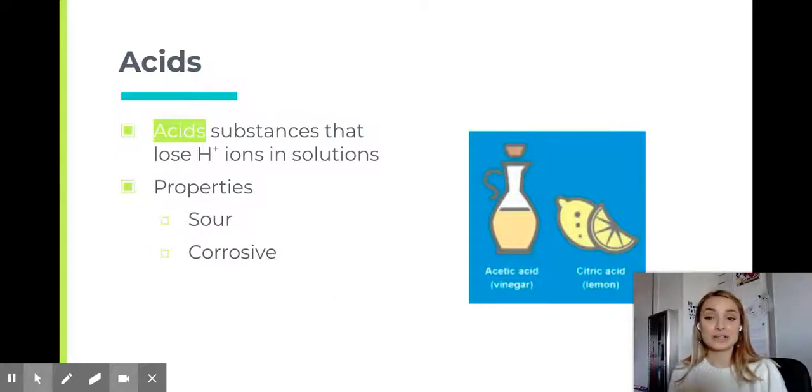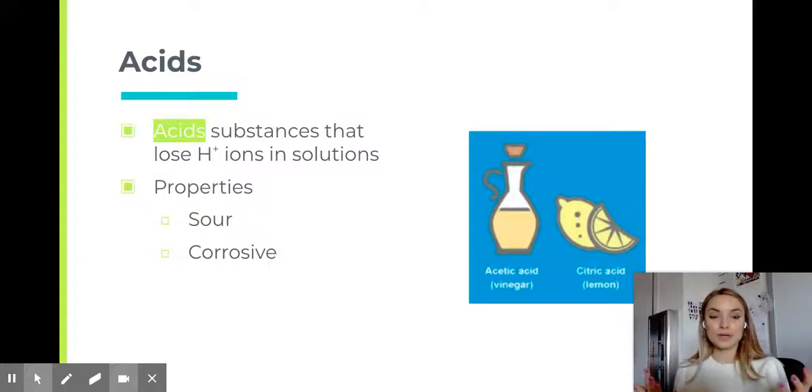So acids are substances that have hydrogen in their chemical formulas, and those hydrogens kind of pop off and are ionized. That electron stays behind. And those hydrogens react with different materials that are in those solutions. The properties of acids are that they are sour and they are corrosive. Corrosive means that they can eat through, or damage, the materials that they touch.